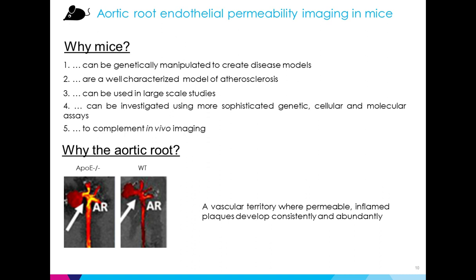The reason behind choosing the aortic root as a vascular territory to study is that plaques develop very reliably in this territory. They're typically quite permeable, as you can see here by the enhancement and extravasation of contrast agent in a fluorescence image in this case. And plaques in this territory are quite inflamed, so they serve our purpose very well.